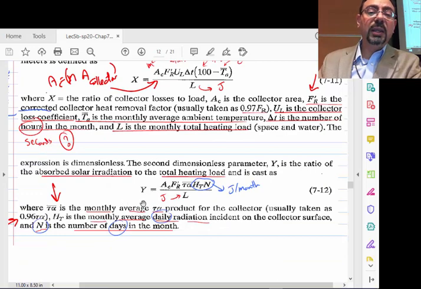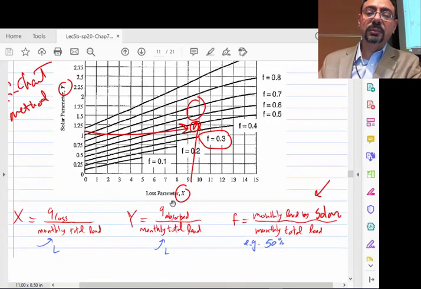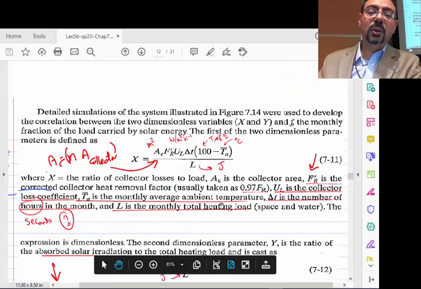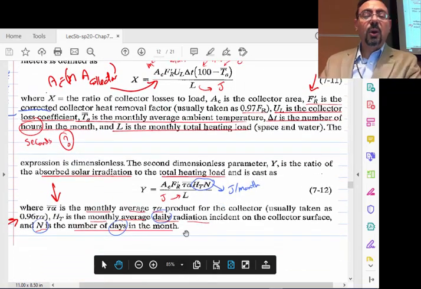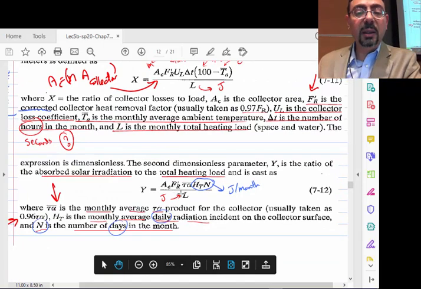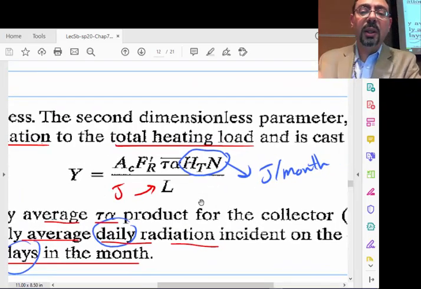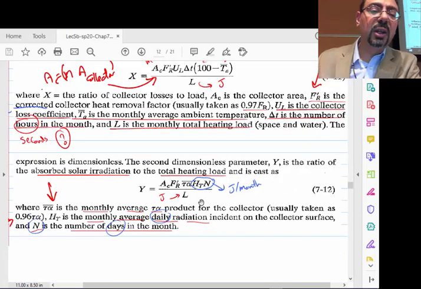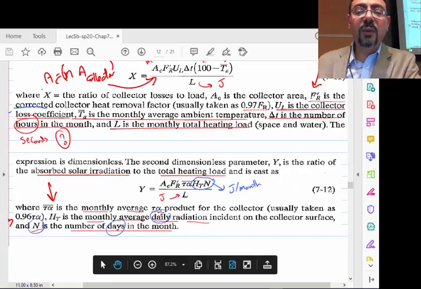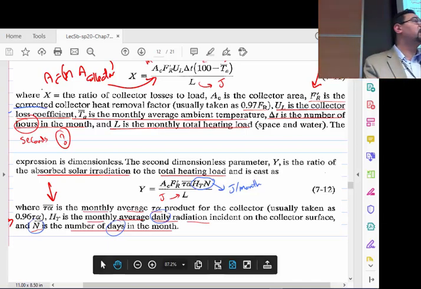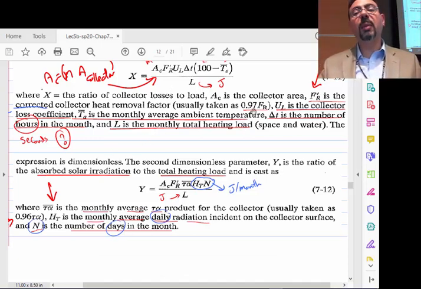So the Y is the Q absorbed over the monthly total load. The FR prime again times tau alpha, the transmissivity times the absorptivity. And there is a bar on them. You see the tau alpha with the bar on it? The same deal, because it's a monthly average. Tau alpha bar is the monthly average of tau alpha, which basically means just 0.96 tau alpha. So your tau alpha you multiply by 0.96, your FR you multiply by 0.97, and that will give you the monthly average.